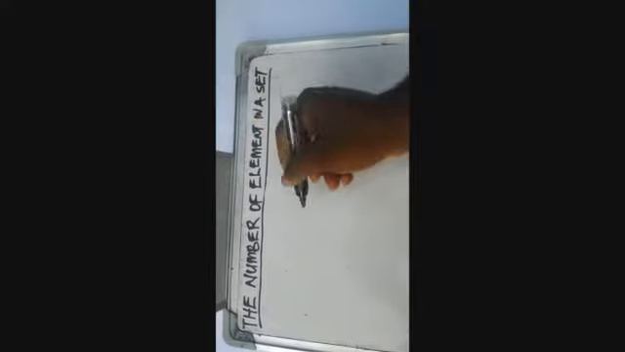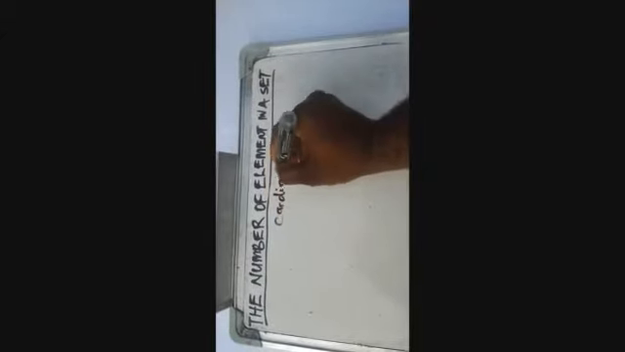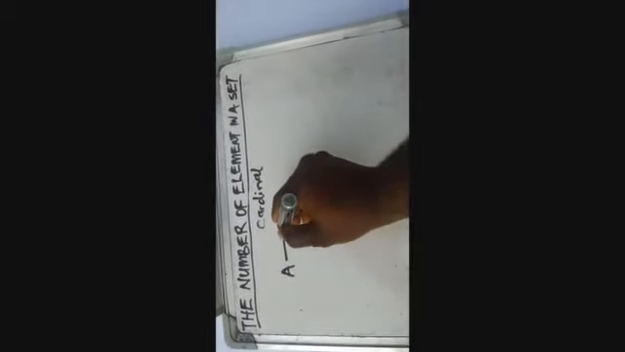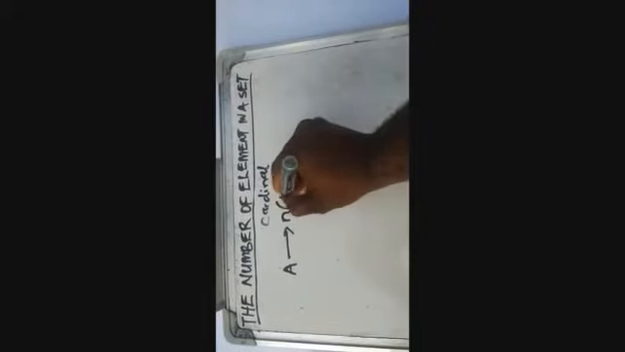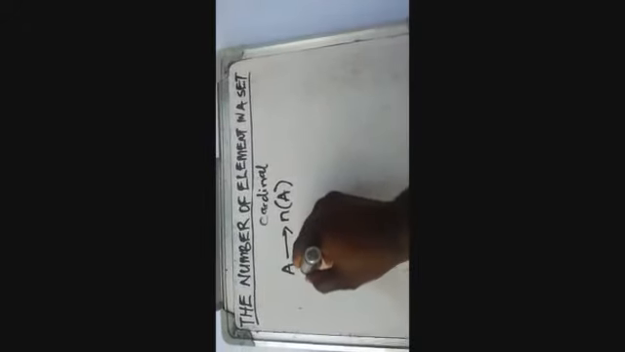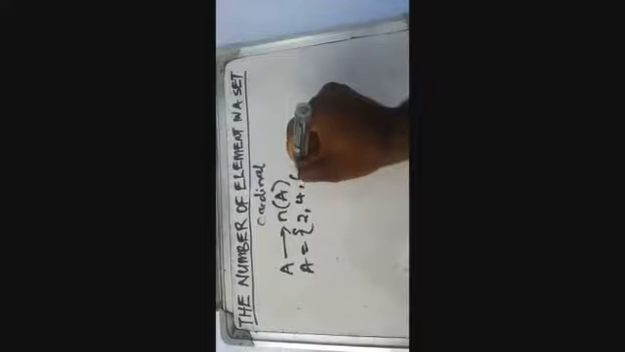The number of elements in a set is also called the cardinal number of the set. Now, when you have a set A, the number of elements in set A is represented by n(A). When you have a set A, the number of elements in set A is represented by what? n(A).